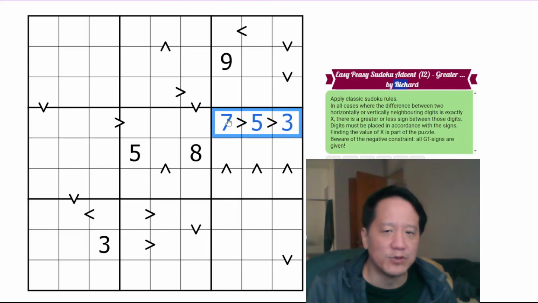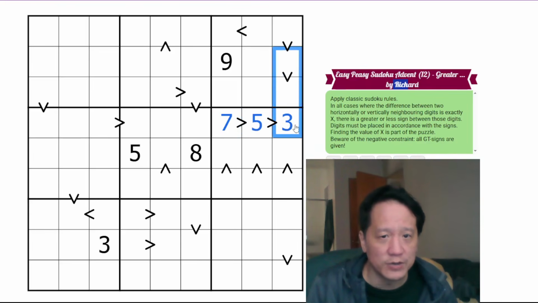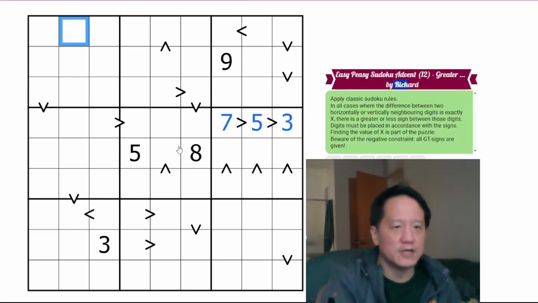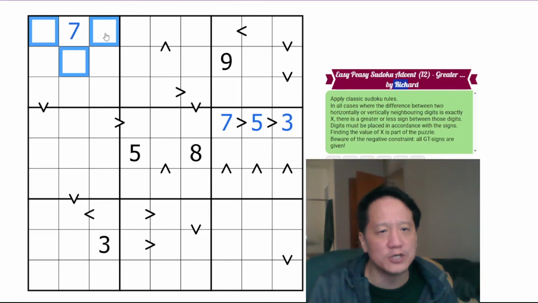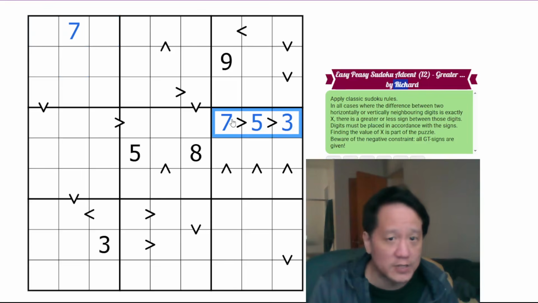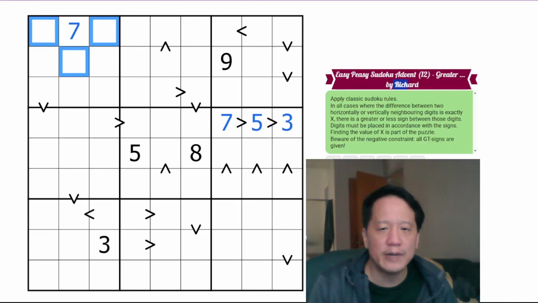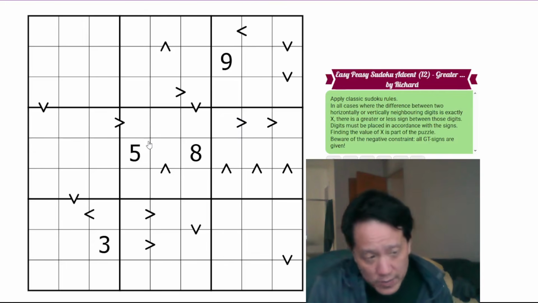So this was an example of how the Greater Than X works, because these digits must be greater than each other by a certain number, which is x. But we don't know what x is. Finding out is part of the puzzle. And we need to beware of the negative constraints. So all the greater than signs are given. So say this x was 2. If this were, say, a 7 here, none of the digits sharing an edge with that 7 could be 5 or 9 if x were 2, right? Because there is no greater than sign in any of these cells here. Anyways, those are all the rules. If you'd like to play along, there's going to be a link in the description. And now, I'm going to get started. Let's go.